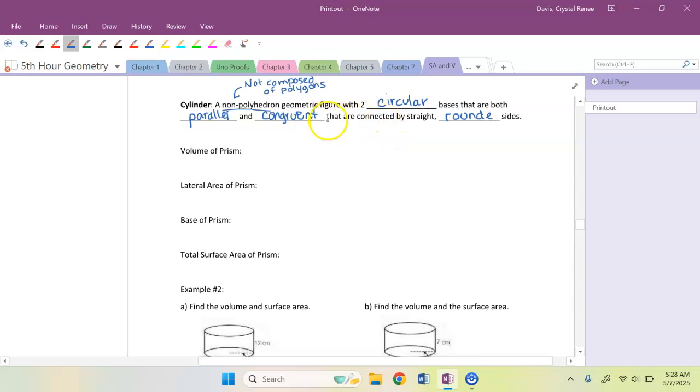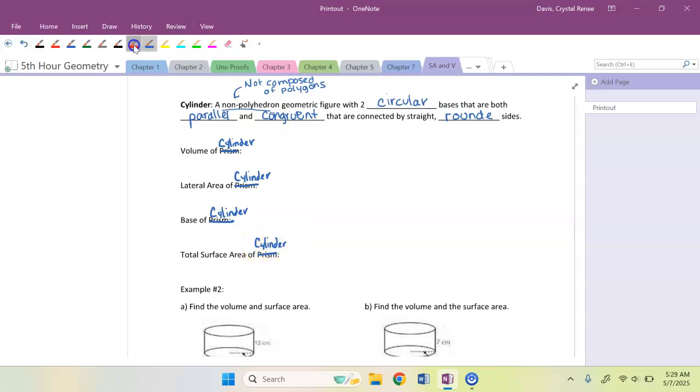So the volume of, guys, I copied and pasted this, so this should say cylinder, this should say cylinder, and this should say cylinder. We are talking about cylinders, not prisms anymore.